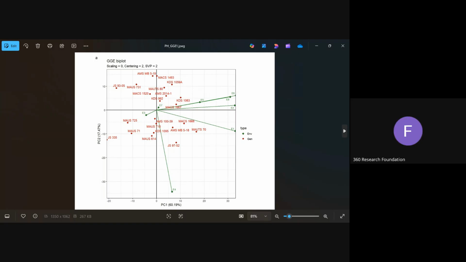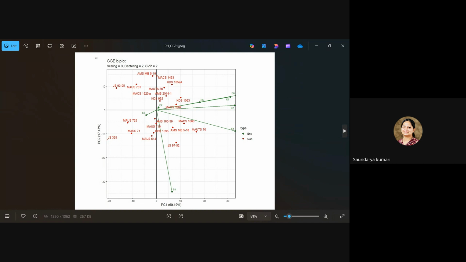So likewise, we interpreted that E3 and E7 are the representative environments of our lot, while environments E1, E2, E6, E8 are the ideal environments for selection of genotypes. And E4 is the least effective environment, and it is not useful for selection of genotypes, but it may be useful only for selection of adapted genotypes.